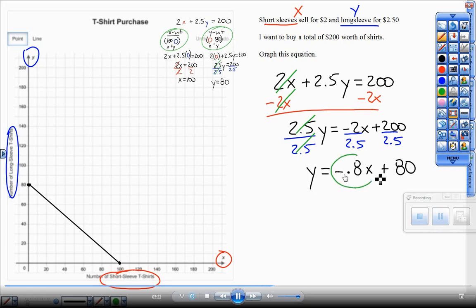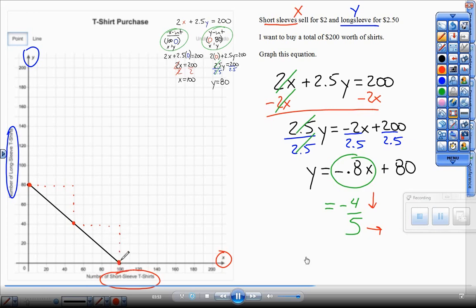Negative 0.8 written as a fraction, a little bit easier to understand, is negative 4/5. That is equivalent. 5 into negative 4 is negative 0.8. These are equivalent ways of showing that rate of change, that slope number. This is way easier because that's easily 5 boxes to the right for every 4 boxes you go down. So 0, 80, my y-intercept, let's plot that again, but let's use my rate of change. Right 5, down 4, right 5 boxes, down 4.